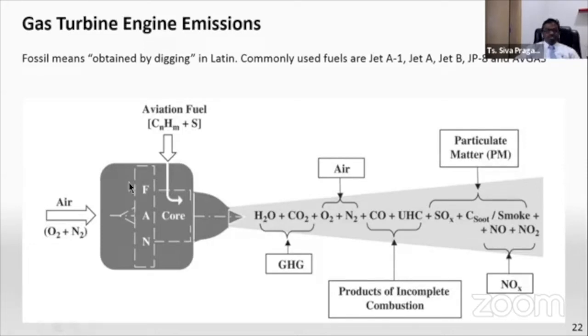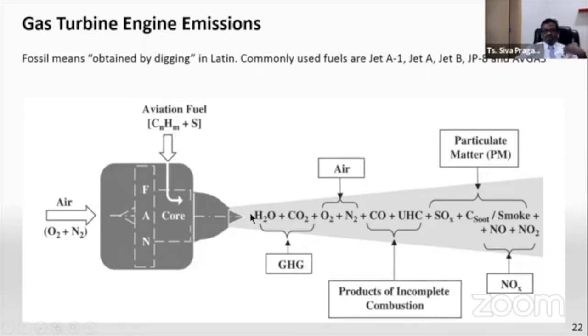In this diagram, you will see the air intake, which is oxygen, nitrogen, and of course the atmospheric gas, which is burnt in the combustion chamber, injected with aviation fuel mixed with the air. The most important part is the emissions, right? When we talk about emissions or aircraft pollution, we are talking about CO2 pollution and the other gases. The only source is the exhaust gas.